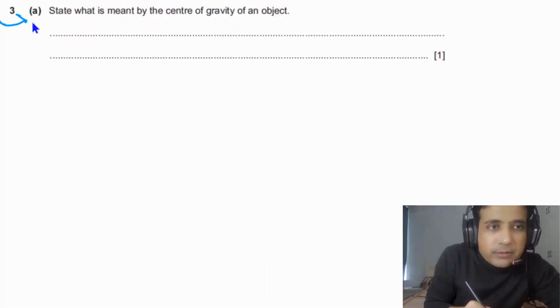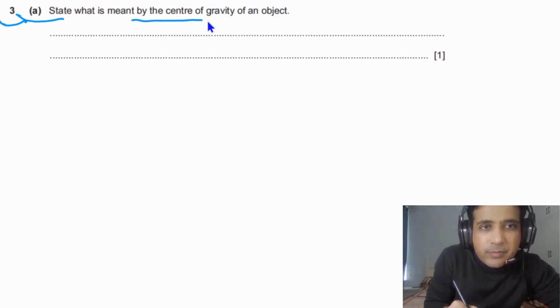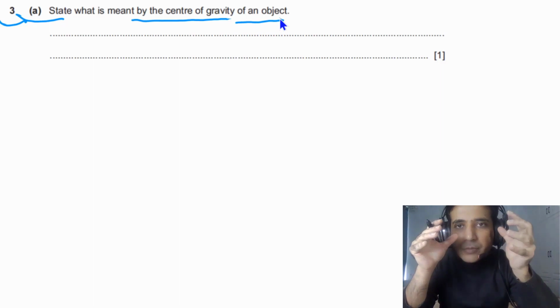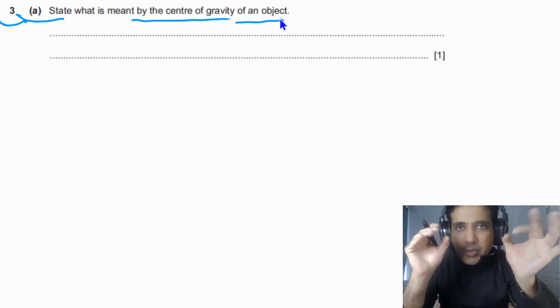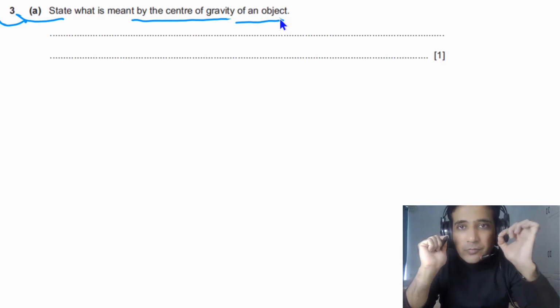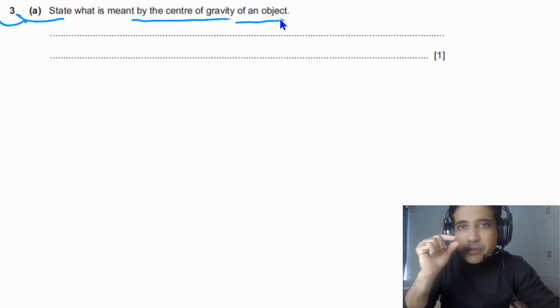For our third question, part A, we need to state what is meant by the center of gravity of an object. Center of gravity of an object is a very important point and it has many applications in real life, and also it plays a very important role in designing a lot of equipment. So what is center of gravity? Center of gravity is a point where all the weight of the body can be considered to act. That point we call center of gravity.